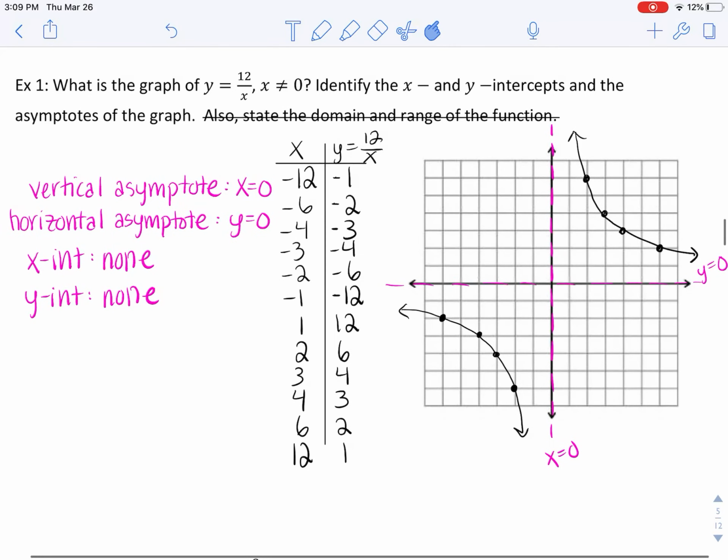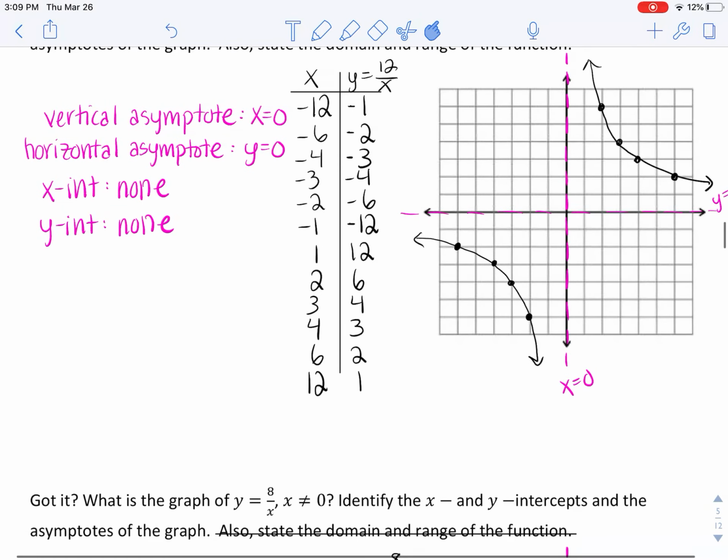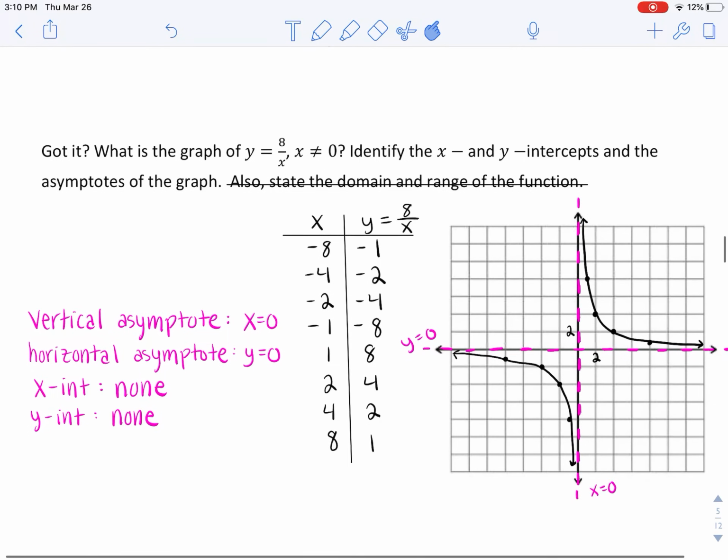Go ahead and try example 2 now on your own. It's going to be the same directions, but you're going to do the graph of y equals 8 over x. And then go ahead and pause and try this. Okay, so let's go through this relatively quickly here.